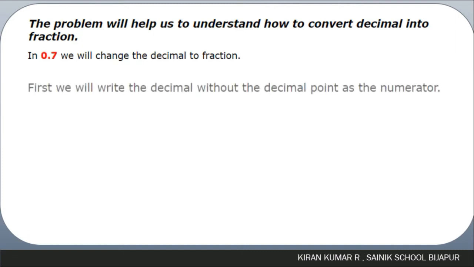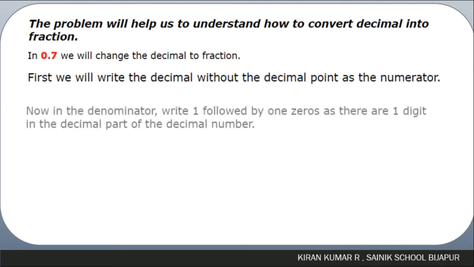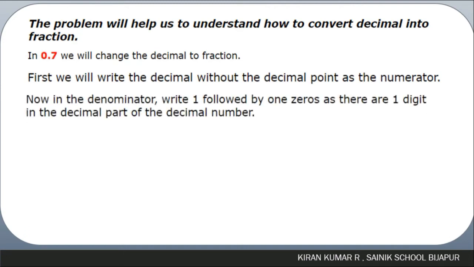First we will write the decimal without the decimal point as the numerator. Now we write the denominator 1 followed by 1 zero, as there is only one decimal place here. So 0.7 is nothing but 7 divided by 1 followed by 1 zero.